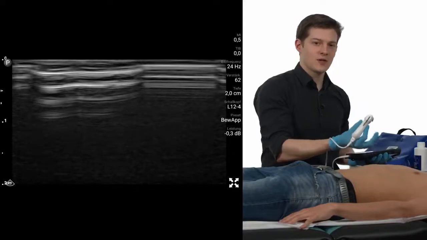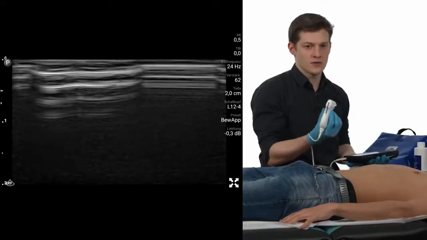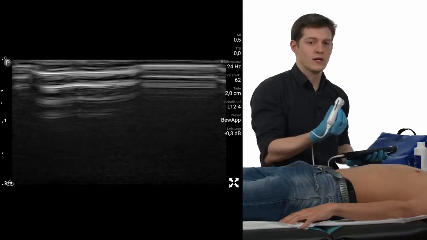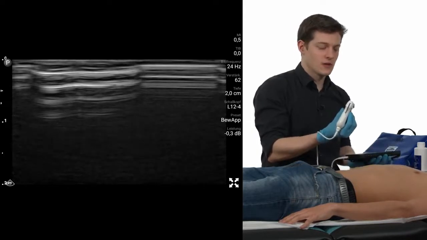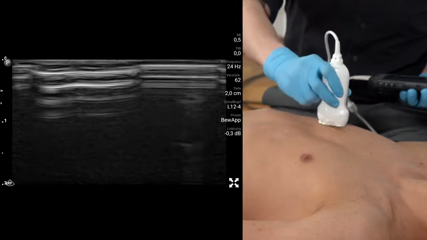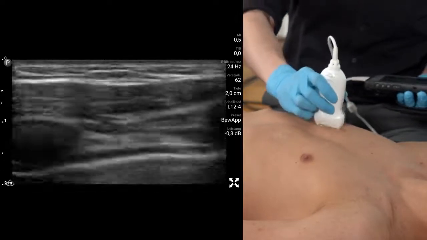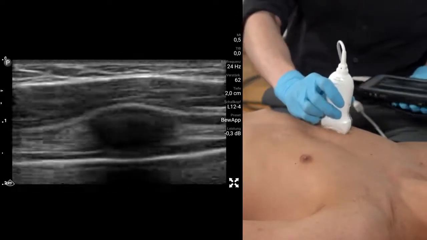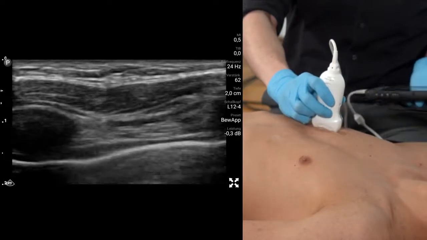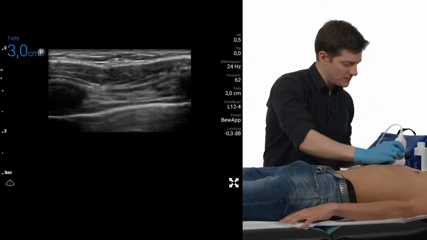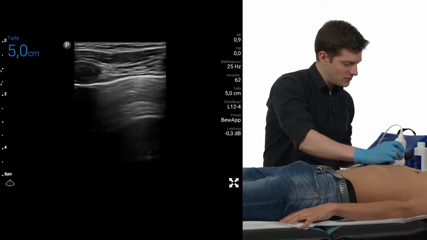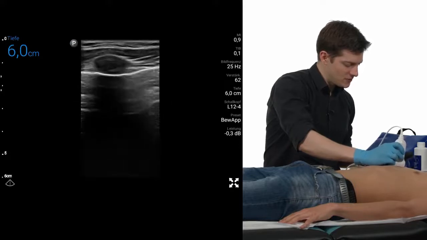For scanning the anterior parts of the chest, we switch to a linear transducer, but you also can use a convex transducer. Be always sure to position the transducer on the highest point of the thorax. We start on the right side and initially we have to adapt the depth. In between 5 to 6 centimeters might be fine.